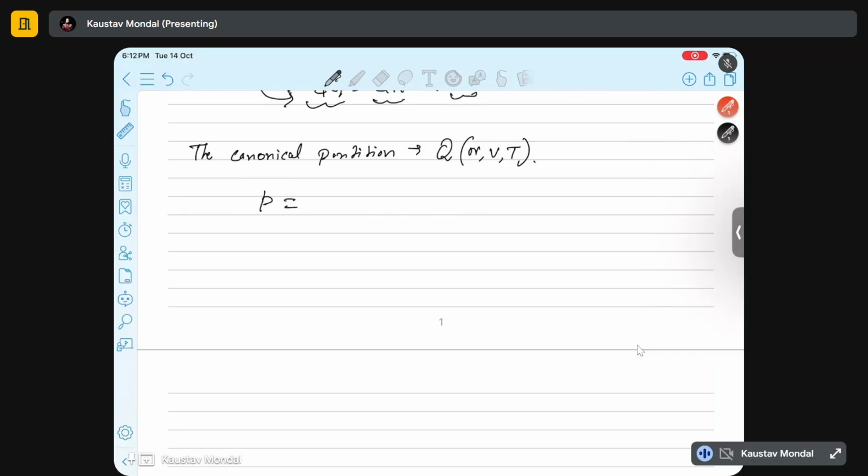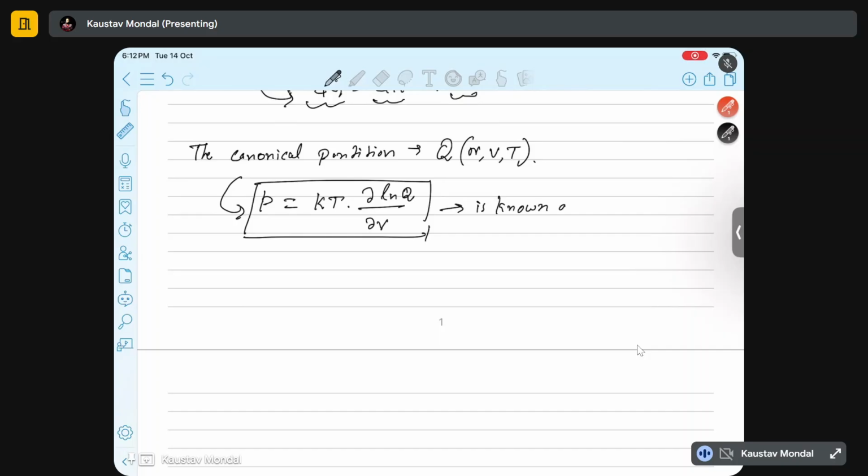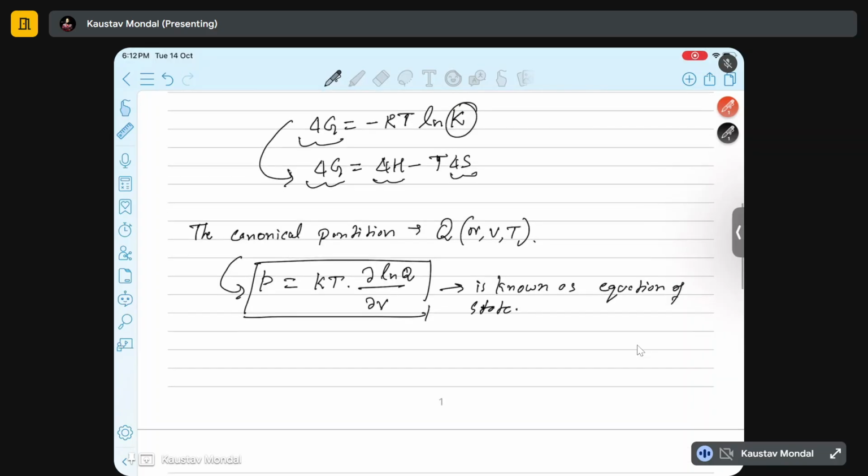We have already established this thermodynamic relation, where the pressure is related to the partition function Q. The relation is simply written as P equal to kT into del by del V of ln Q, at constant temperature. This equation is known as the equation of state.